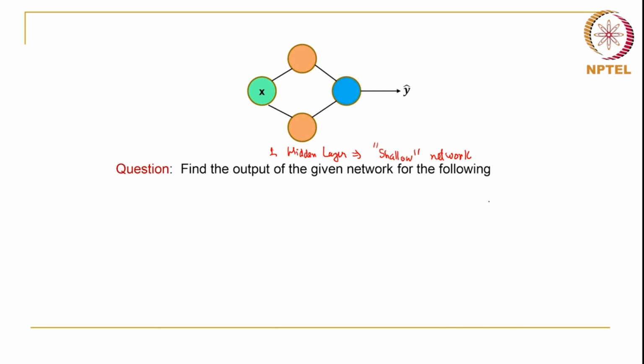So the question is, if you have a network of this sort, it's a simple network with 2 hidden neurons, 1 input neuron, 1 output neuron, and for the following inputs, okay, for the following weights, find out the output of the given network. X is 0.5. Now I have used the notation. So let me try and explain this notation.